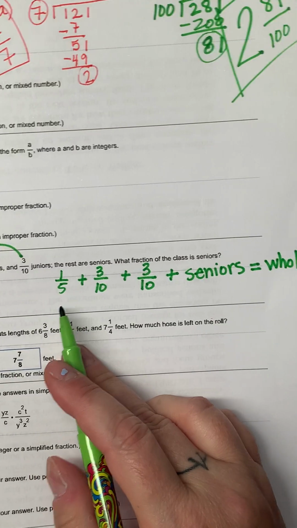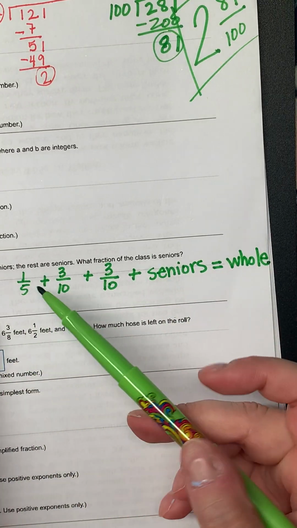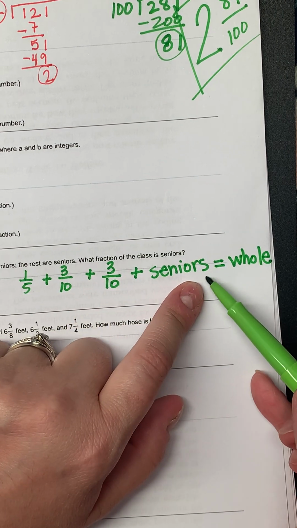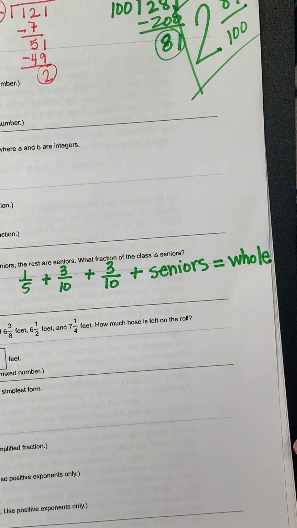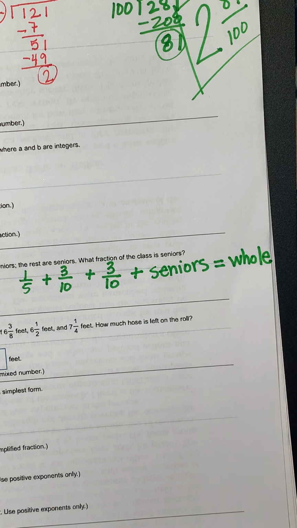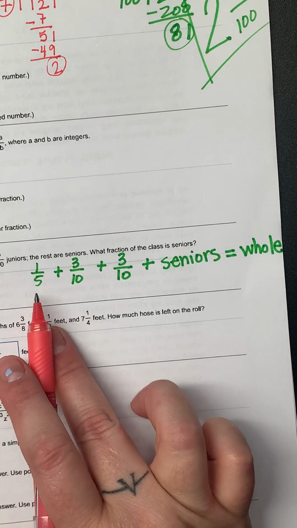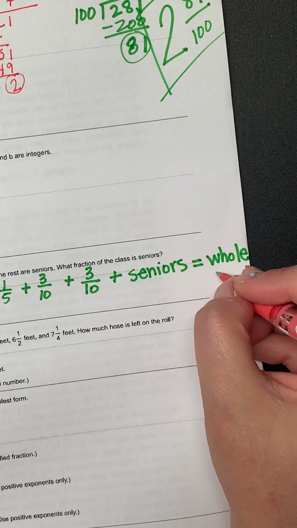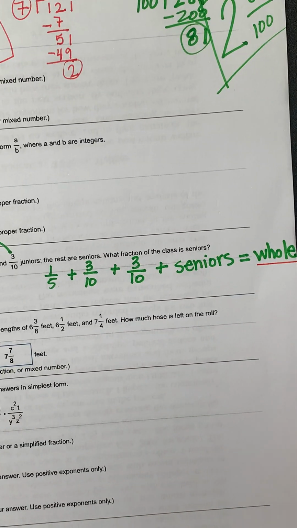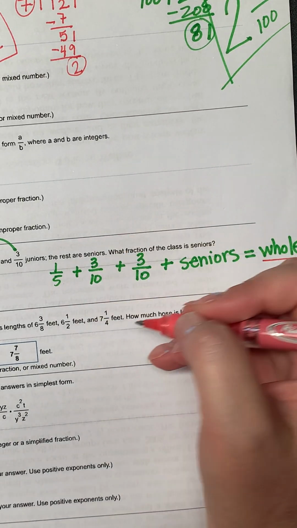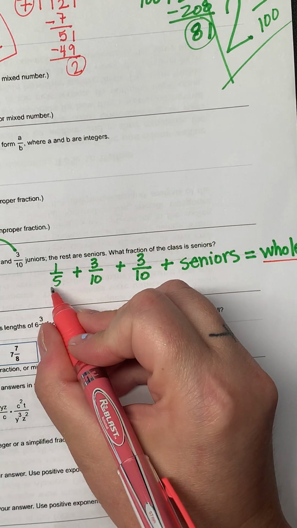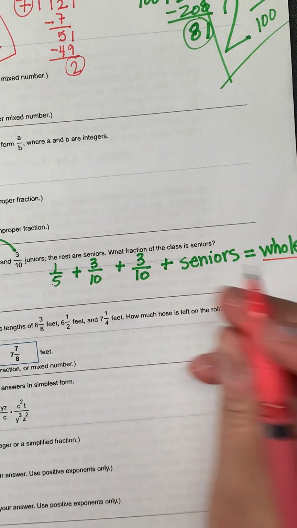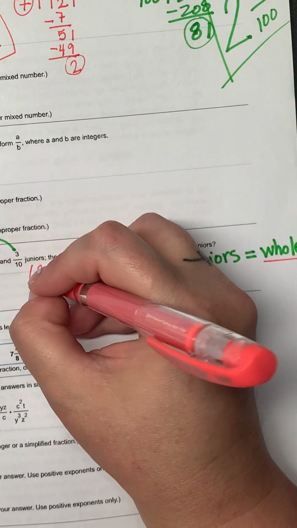Because if you think about this as a slice of pizza, 1/5 plus the 3/10 plus the 3/10 plus the other piece of pizza will come up with a whole pizza. So first, let's change this 1/5 to a common denominator so we can figure out what the whole is. If I want a common denominator, I'm going to try and get a 10, because these other 2 things have 10s. So if I try and get a 10, I could multiply by 2's.